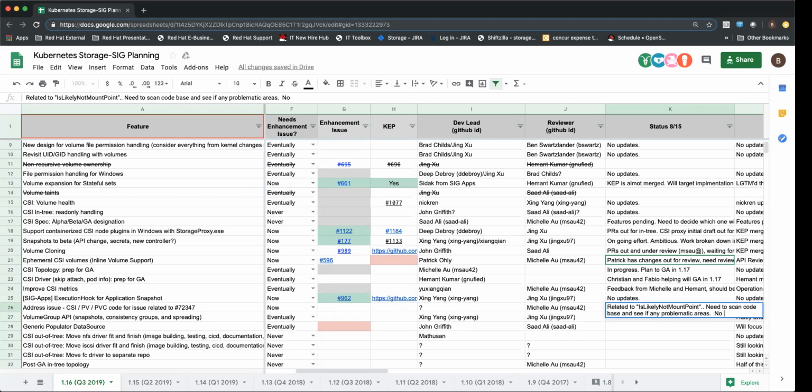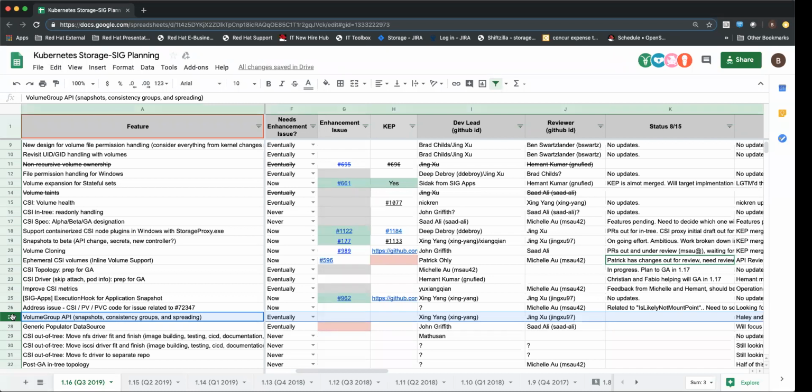So I was curious, what volume types do not require a mount point? Is it like not block or file based? So like ephemeral volumes don't necessarily have to be mount points. They could just be directories with content filled in. Got it. And then I think some people use local volumes in a similar way as well. Got it. Thanks.